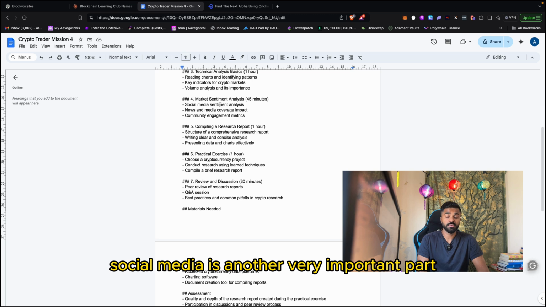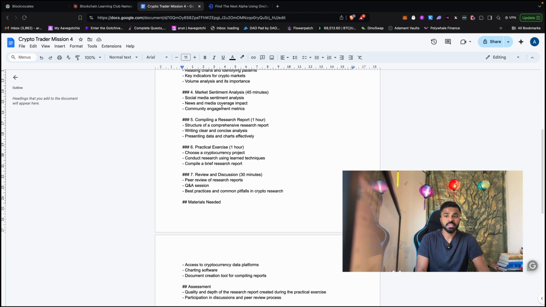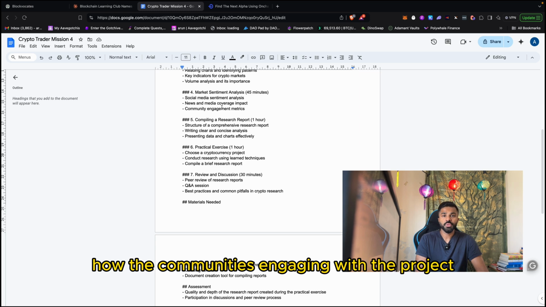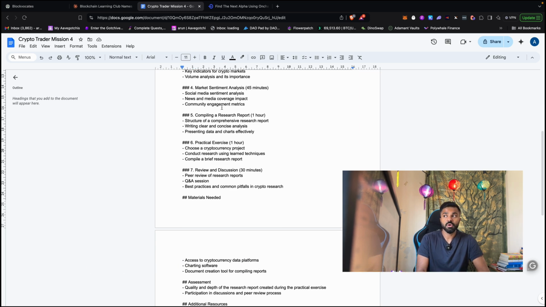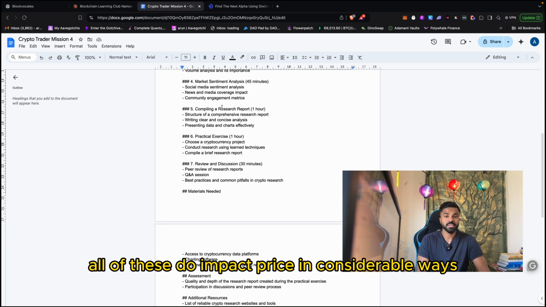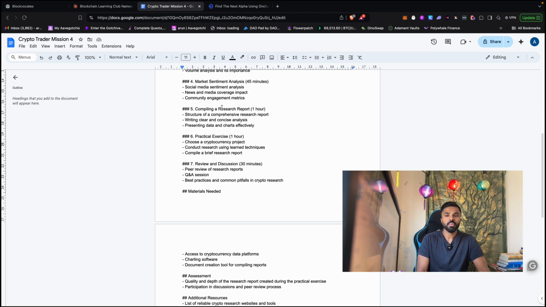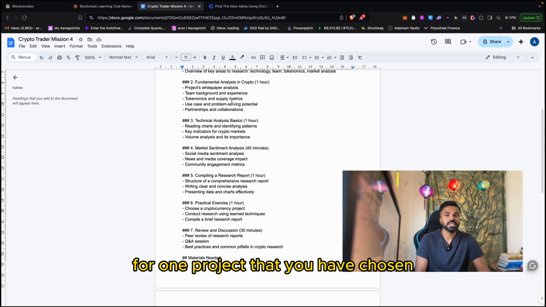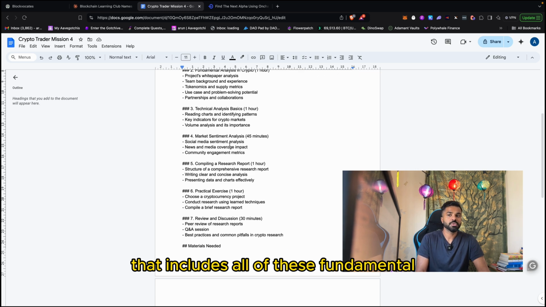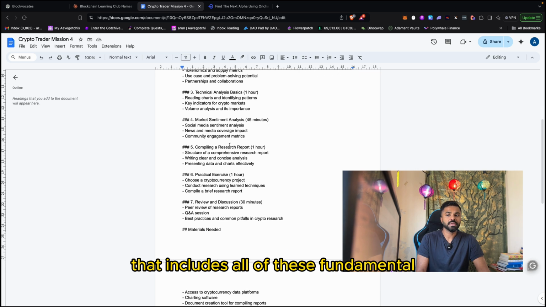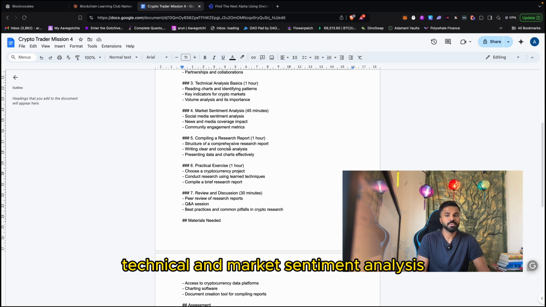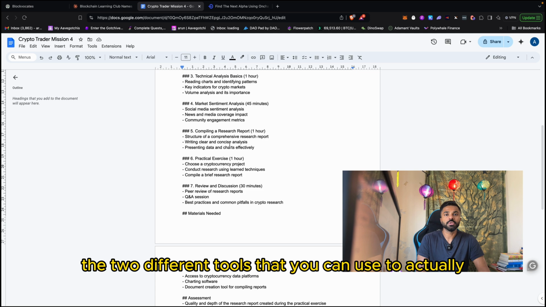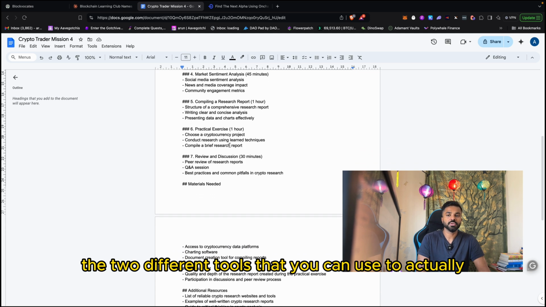Social media is another very important part. News and media coverage, Twitter and Twitter sentiment, how the community is engaging with the projects. All of these do impact price in considerable ways. And finally, we're going to compile a research report for one project that you have chosen that includes all of these fundamental, technical, and market sentiment analysis. And we'll see the two different tools that you can use to actually make this happen.